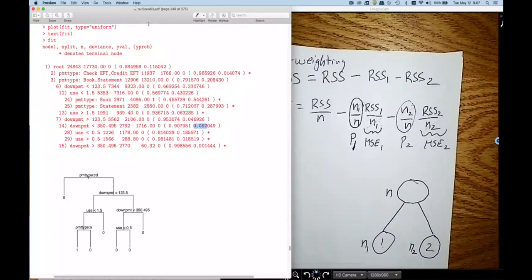I'll just mention one more thing. If I had some missing values, we could treat missing values as a categorical value. And maybe it pushes book statement or missing to the left, and it pushes EFT to the right. That would be another completely valid split for a tree.